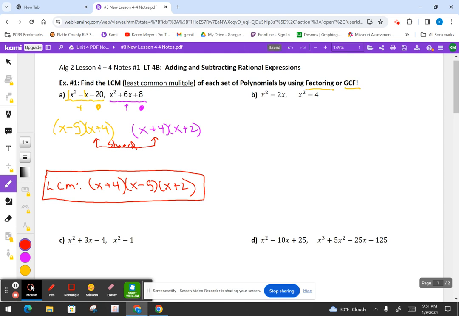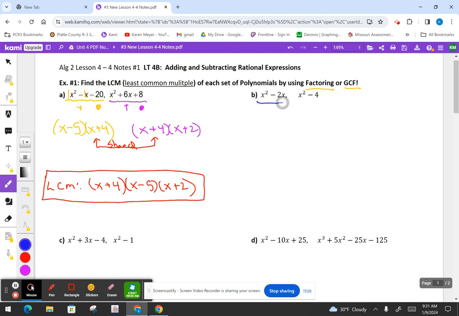And then when we take the next set of notes, we'll add on to this and we'll actually go with, okay, now what do you do to add and subtract them? Right now, we're just figuring out what the bottom of the fractions would have to look like. All right, so let's keep rolling.